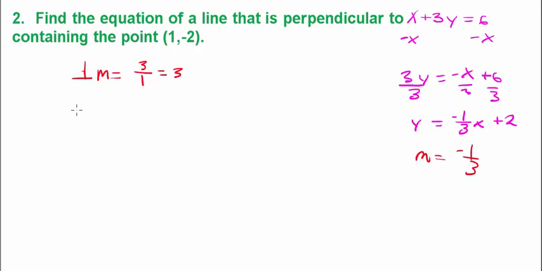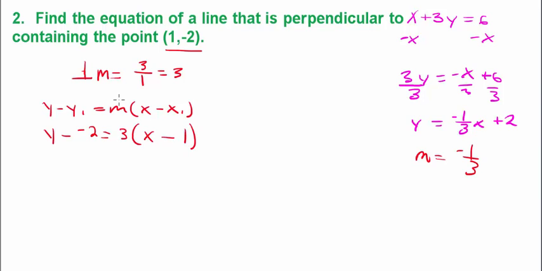So with that, again, just like we did with parallel lines, we're going to use point-slope form. So y minus y1 is equal to m times x minus x1, where x1 and y1 are an ordered pair which we are given. So we have y minus -2 is equal to the slope, which is 3, times x minus 1. Again, if it just says find an equation, well, technically this is an equation that represents the line that would be perpendicular to the equation given and also contains the point 1, -2.